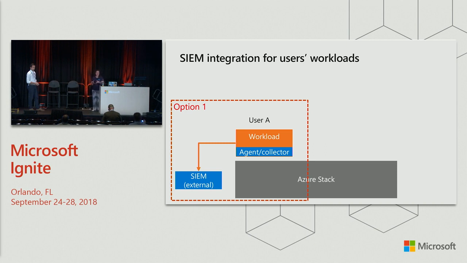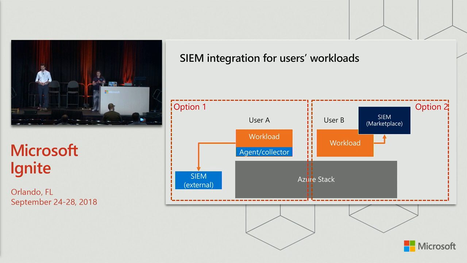The other option is, as of the end of next month, at the end of November, we will have some SIEM software partners of ours, starting with Event Tracker, which will offer a marketplace item from the Azure Stack Marketplace. You can download that, deploy a VM in your user space, and make sure that all the events from your user VMs are actually emitted to that system. So you can use something like the demo I just showed you to make sure that you get ahead of any malicious person trying to get into your user workloads.